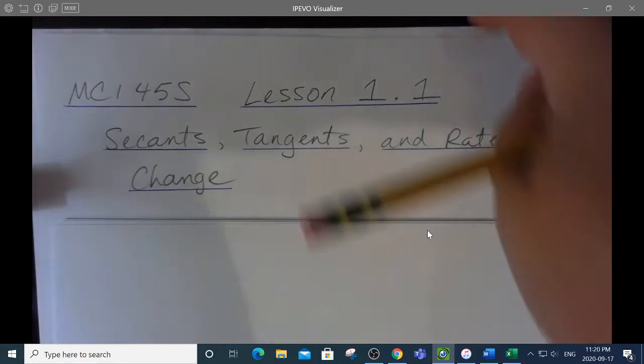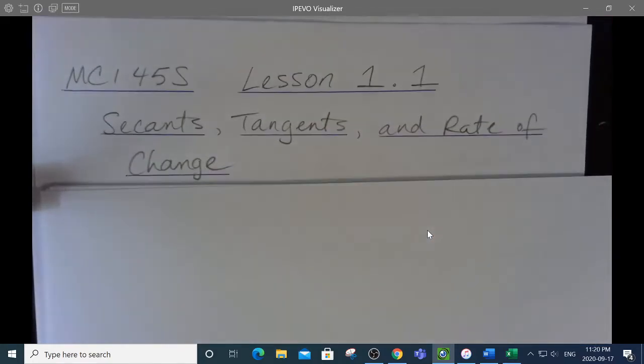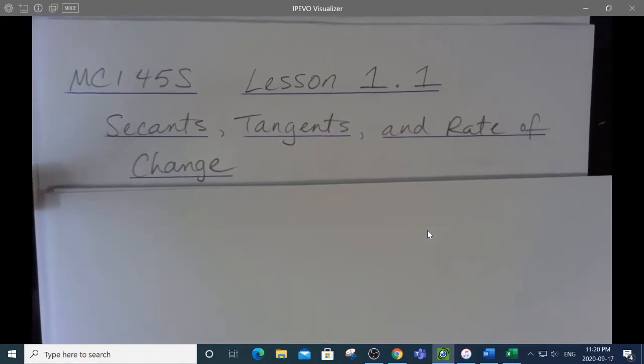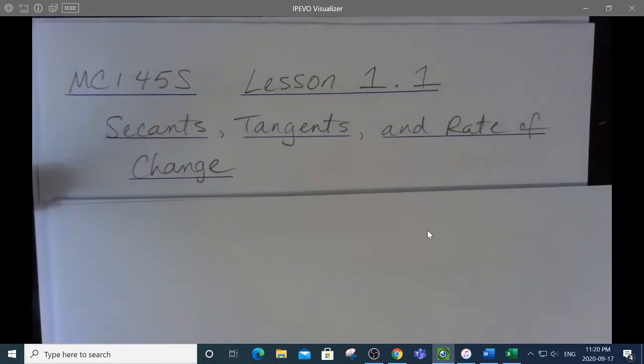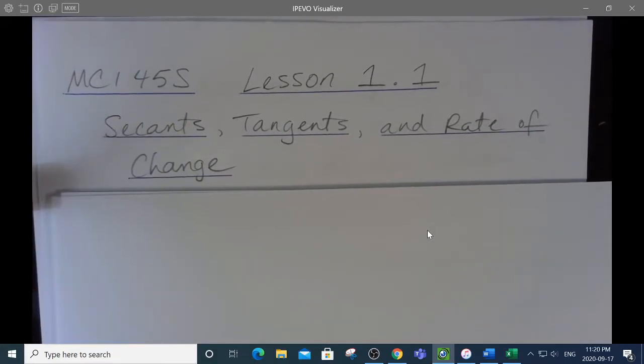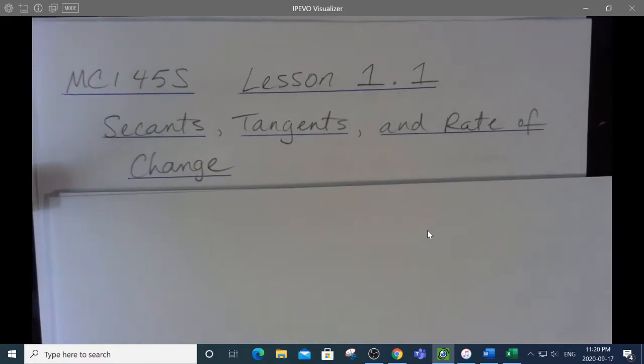We started the course with a little unit on grade 11 and 12 review topics. And now we're ready to start something that hopefully might be new to everybody. And the first lesson is called Secants, Tangents, and the Rate of Change.